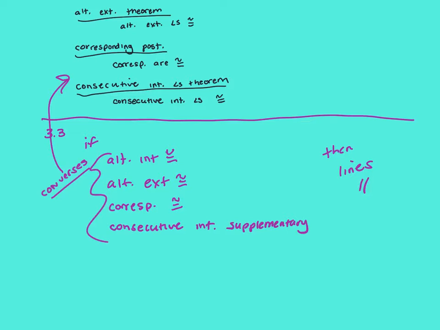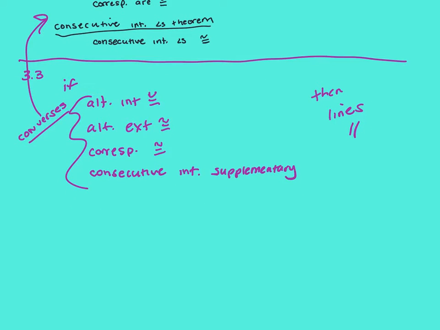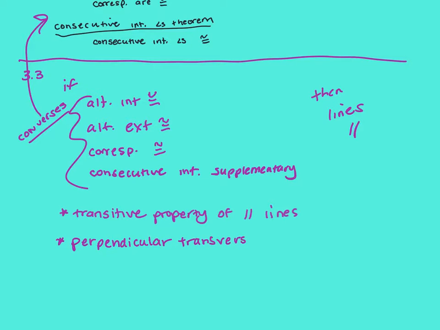So the names above plus the word converse. And then we had the transitive property of parallel lines, which says if two lines are parallel to the same line, they are parallel to each other, and the perpendicular transversal theorem, which said if two coplanar lines are perpendicular to the same line, they are parallel.